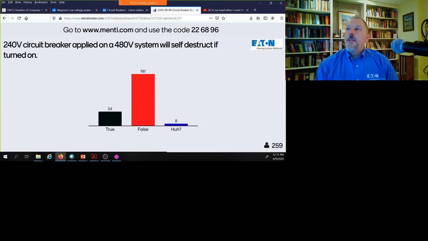240-volt circuit breakers applied on a 40-volt system will self-destruct if turned on. True or false? And those who said 197 said false. That is correct. They will not. And that's part of the issue.